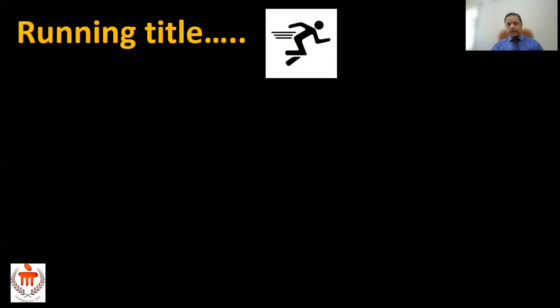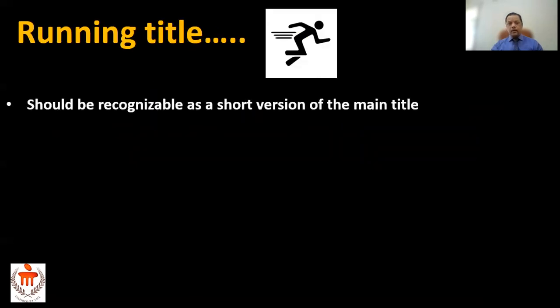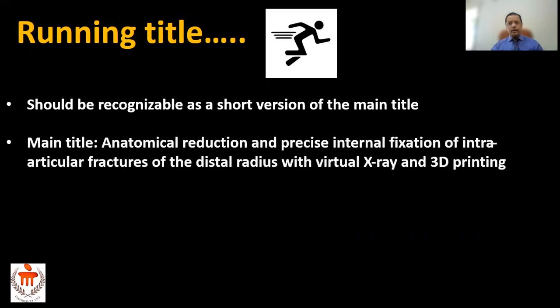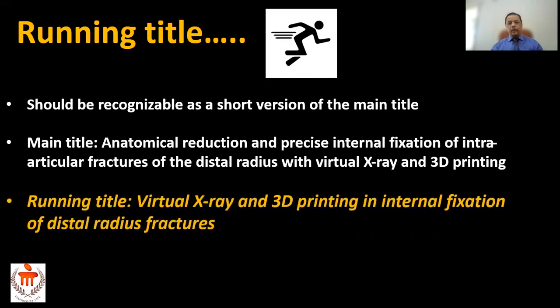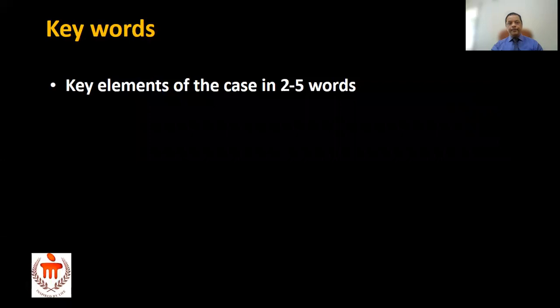A lot of journals ask for a running title, and a lot of queries come how it should be. It's a short version of the main title. If you look at the main title of the same example again, a running title would be virtual X-ray and 3D printing in internal fixation of distal radius fractures. So a lot of anatomical reduction, precise internal fixation, intra-articular, all those words can be removed and made a short running title. The other thing is the keywords.